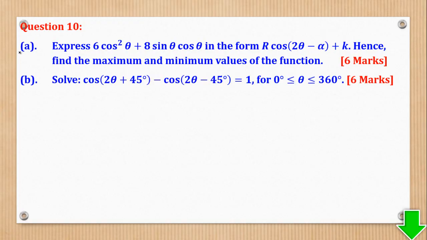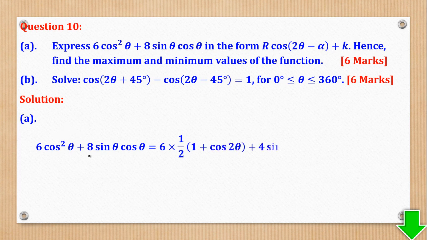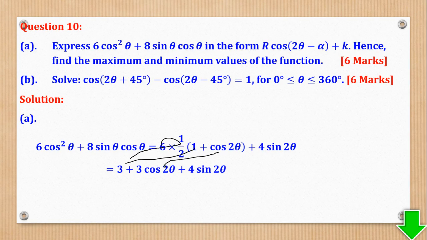Then question 10 says, part A, express this in the form this, and hence find the maximum and minimum values of the function. So let's begin with that. So this one can be changed into double angle to give you this, and also this can be changed into double angle to give you this. So using the half angle property, it means you can get that. Then you expand this, and this is 3, so 3 times 1, 3 times this, and this one here.